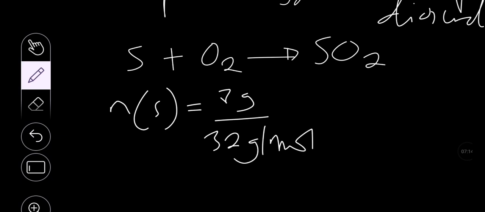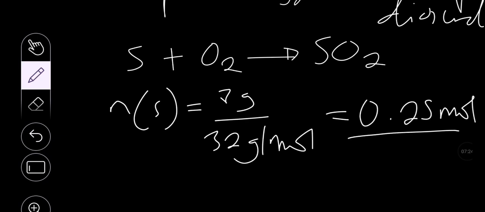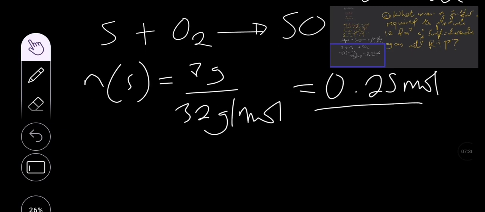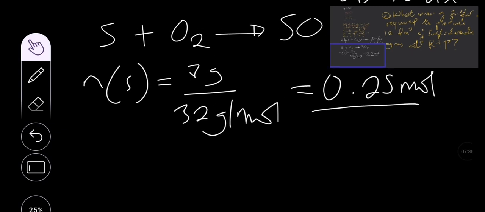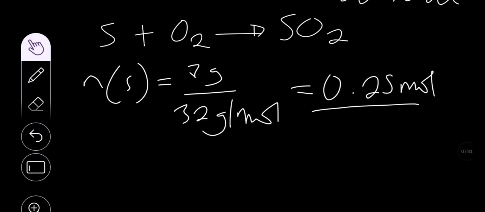If you do this, you are going to find the number of moles to be 0.25 moles. So this is the number of moles of sulfur, the number of moles of reactant. Simple. Now what next? The next step is to relate, to find the number of moles of sulfur dioxide that are formed.